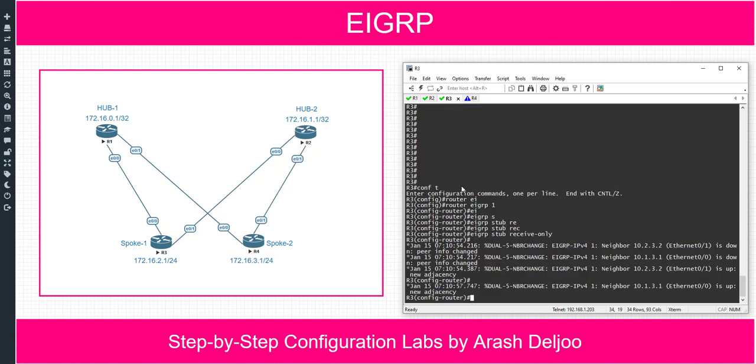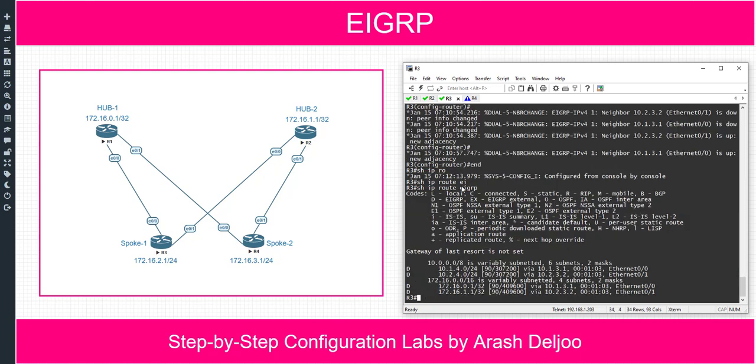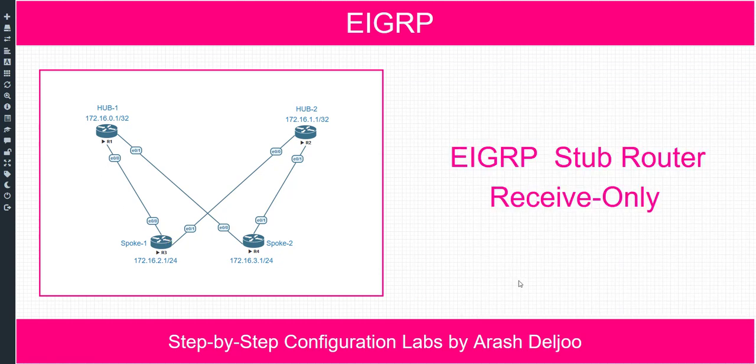Also in router 3, if you check the routing table, show ip route eigrp, you will see that router 3 learns the networks of router 1 and router 2, but we don't advertise those networks to router 1 or router 2. This is the EIGRP stub router, with the next option, receive only.